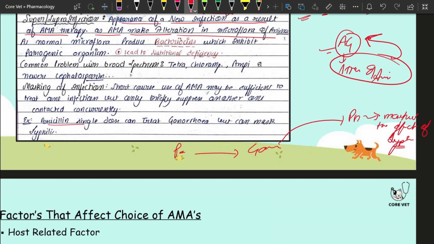So the short course use of any antimicrobial agent may be sufficient to treat one infection. It means the penicillin is going to treat the gonorrhea, but only briefly suppress another one contracted concurrently. It is going to suppress syphilis.